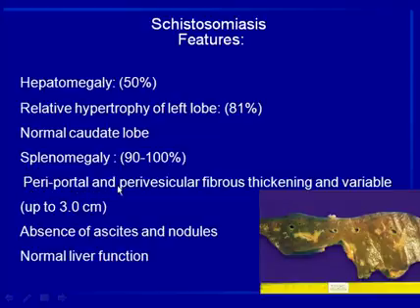Periportal and perivascular fibrous thickening are variable, up to 3 centimeters. There is an absence of ascites and nodules, and normal liver function. On the right side, we can identify a liver with relative hypertrophy of left lobe, and we can identify the thickening fibrous perivascular and periportal, like you can see here.